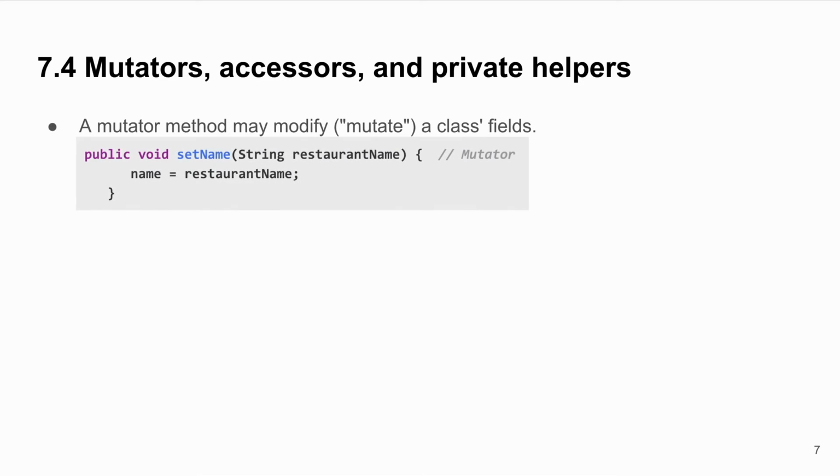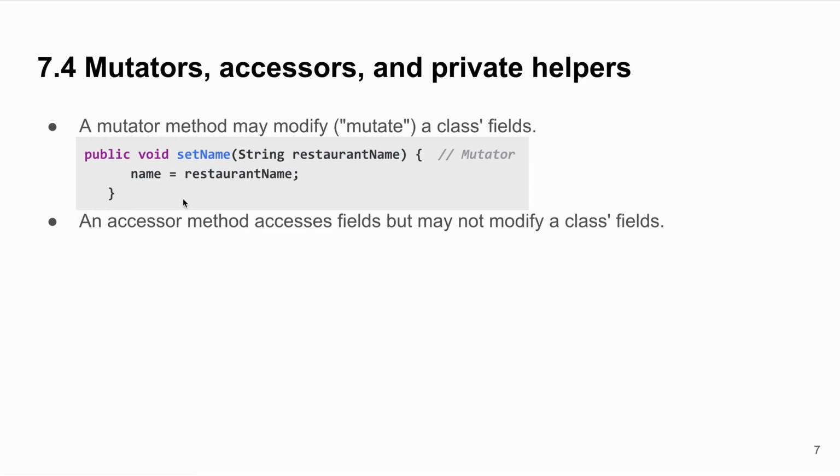Let's see what mutators, accessors, and private helpers are. Mutators are used to edit some information within the class. It could be the restaurant name or it could be the rating, as we have seen in the previous slide. The method setName is used to change or update the restaurant name.